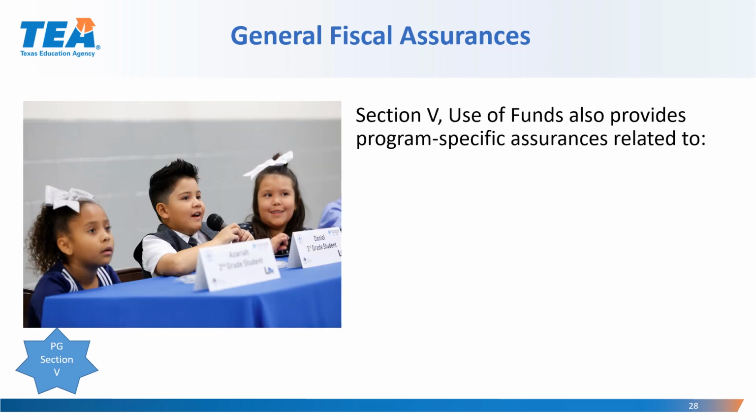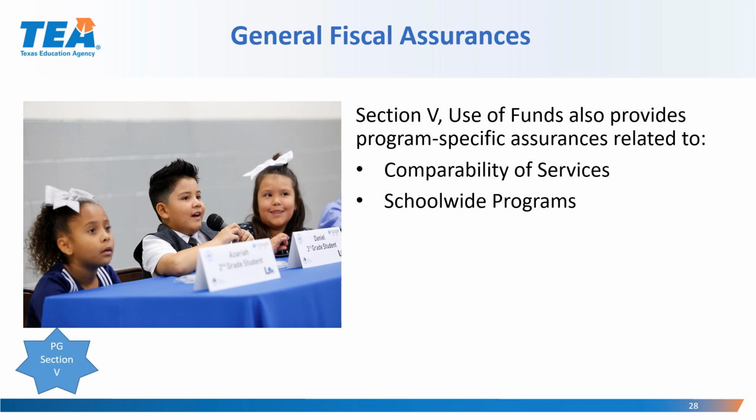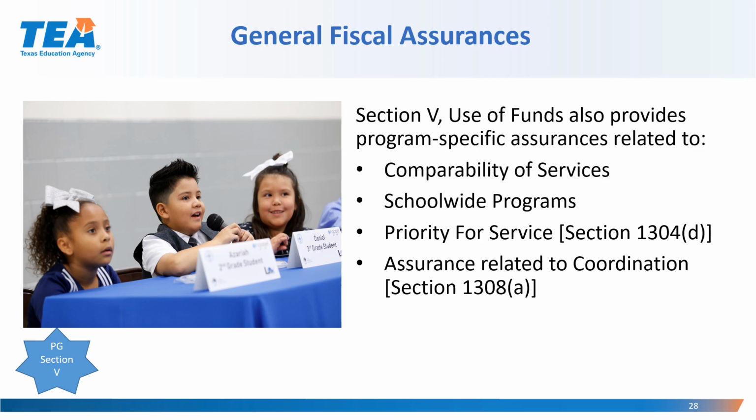Section 5, Use of Funds, also provides program-specific assurances related to comparability of services, school-wide programs, priority for service, and assurances related to coordination.